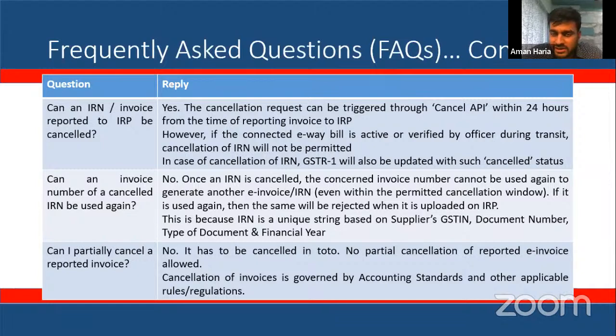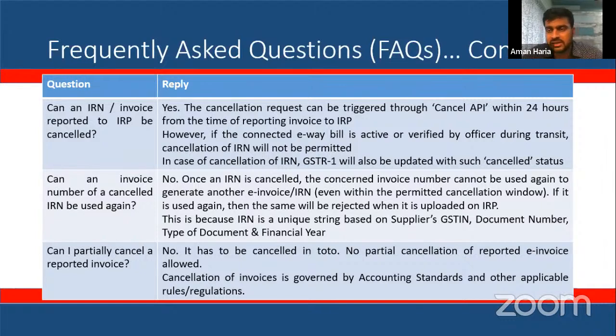The next question, which is linked to cancelled invoice, is can a cancelled invoice number be used again for which IRN was already generated? So again, it is clarified that once IRN is generated, the same invoice number again cannot be used to generate another IRN or another invoice number. This is because, as we discussed, if you guys remember, there were four unique parameters: GSTIN, financial year, invoice type, and invoice number. These four together combined created one single IRN.